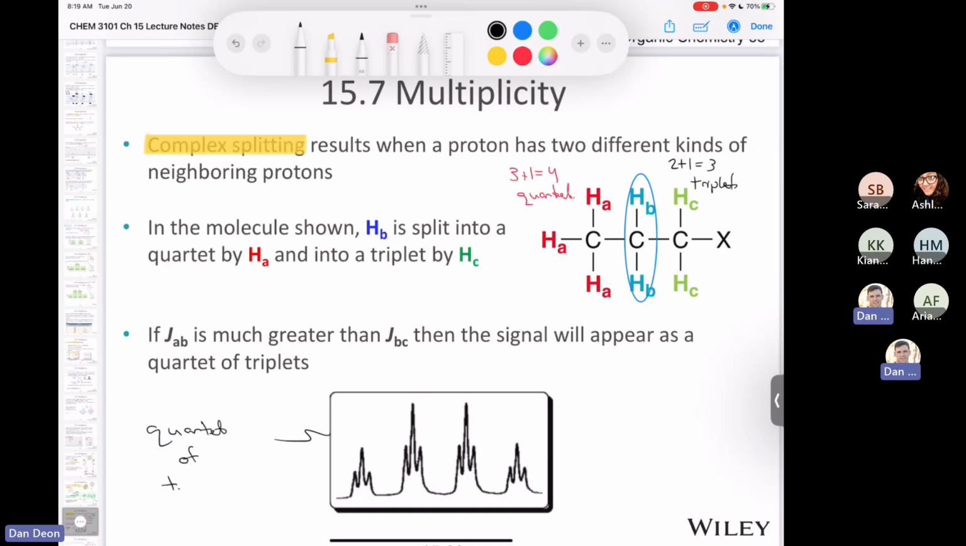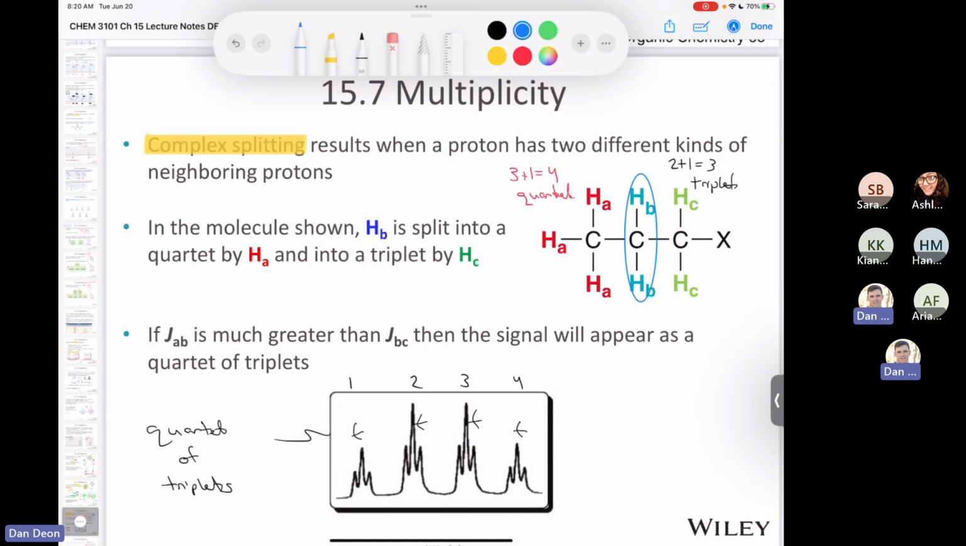of triplets. Okay, so we have 1, 2, 3, 4 signals for our quartet, but each one of them is split into a triplet. This is a triplet, this is, and this is. And again, the reason why is because the two coupling constants are different. And you can see here that in this specific example, what they're saying is that the coupling constant between A and B is much bigger.